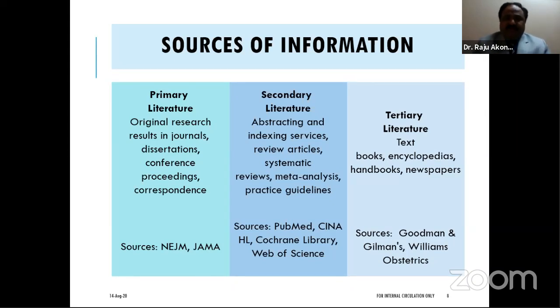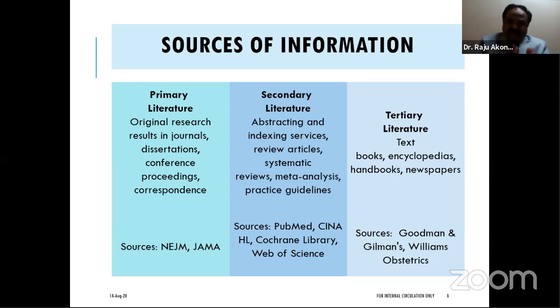One thing I must tell you: these are directed towards different groups of people, right? For example, the CINAHL database is directed to give answers about nursing, or nursing care. The Cochrane Library publishes review articles. So each one of them is directed towards a particular group of people.